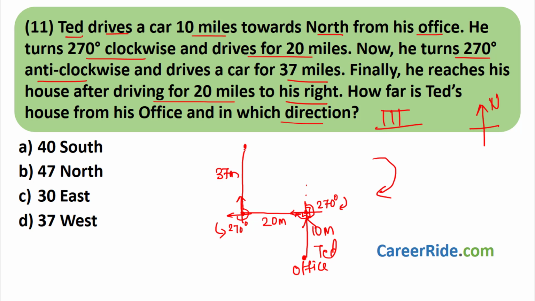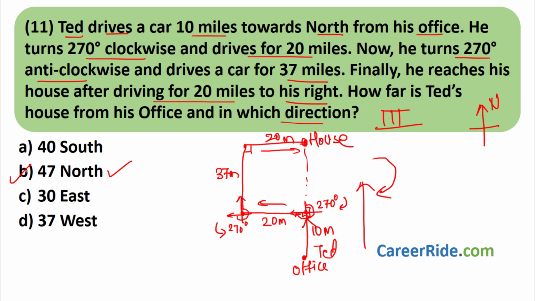He reaches his house after driving 20 miles to his right. That means he takes a right turn of 90 degrees, and drives for 20 miles. So he has driven 20 miles over here, in this direction. Now he goes 20 miles over here. So he comes in a straight line with this point and here he reaches his house, right? So how far is Ted's house from his office and in which direction? Now, this is the office, this is the house, so Ted's house is in the north.